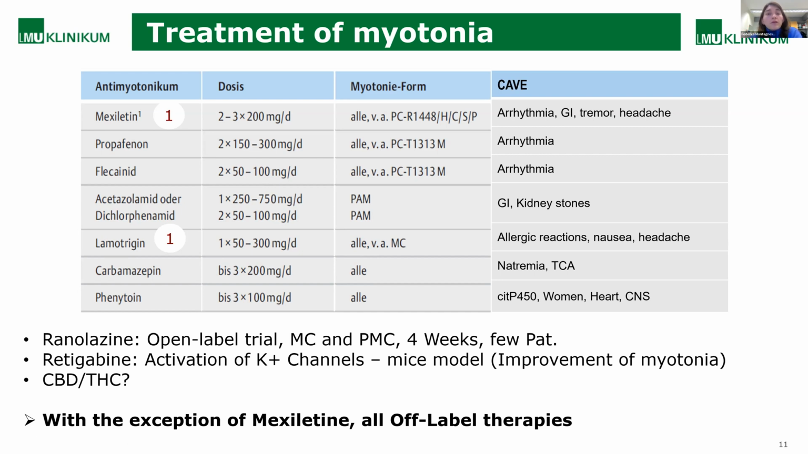Another important aspect in the choice of the first medication is, of course, the approval of a medication. So at the moment, the only approved anti-myotonic treatment is mexiletine, whereas all other medications are actually off-label. And then we have some new treatments that could be considered mostly in some refractory cases.